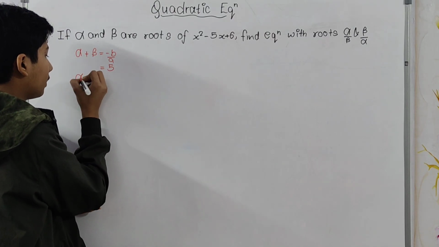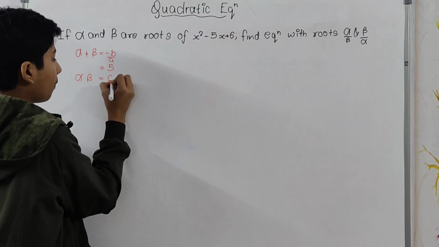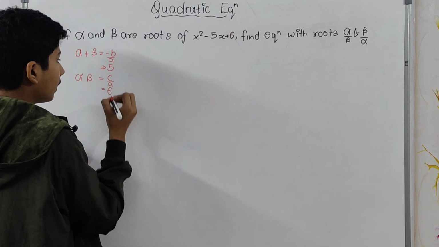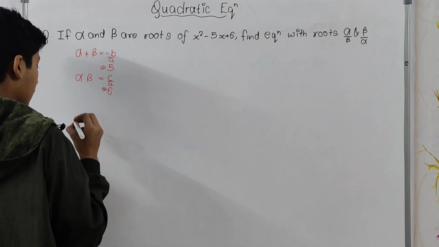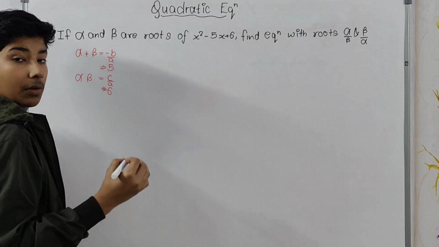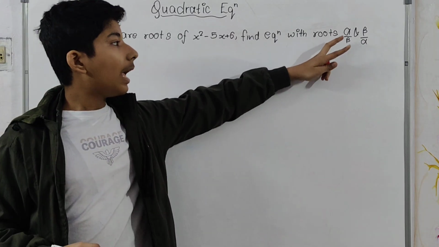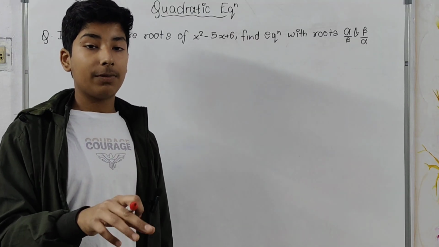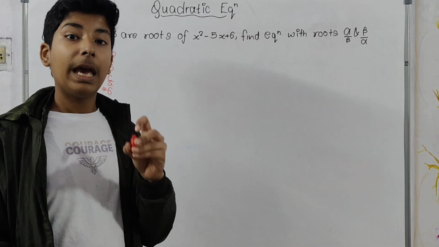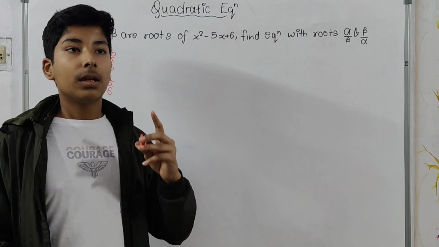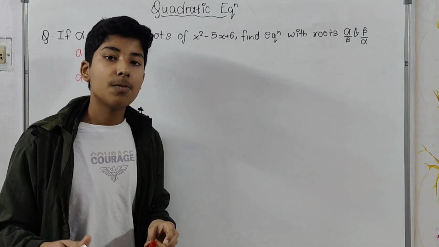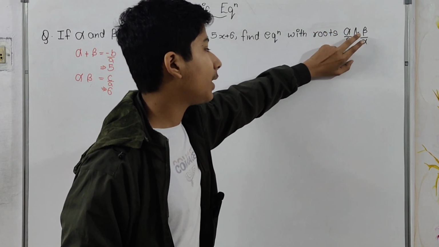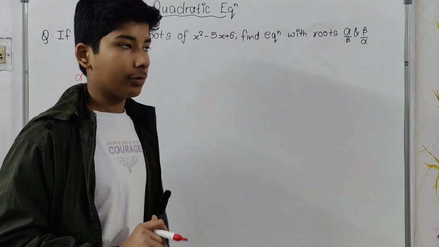And alpha beta equals c upon a. c upon a means 6 upon 1, which is 6. So 5 and 6. Now what we'll do? We will see the roots alpha upon beta and beta upon alpha. So firstly, to form an equation, the formation is x square minus (alpha plus beta) into x plus alpha beta. So we'll have to find the sum of alpha upon beta plus beta upon alpha and their product also.